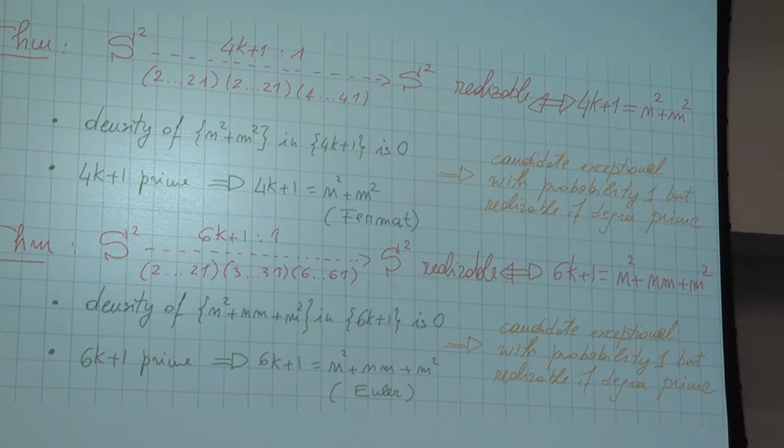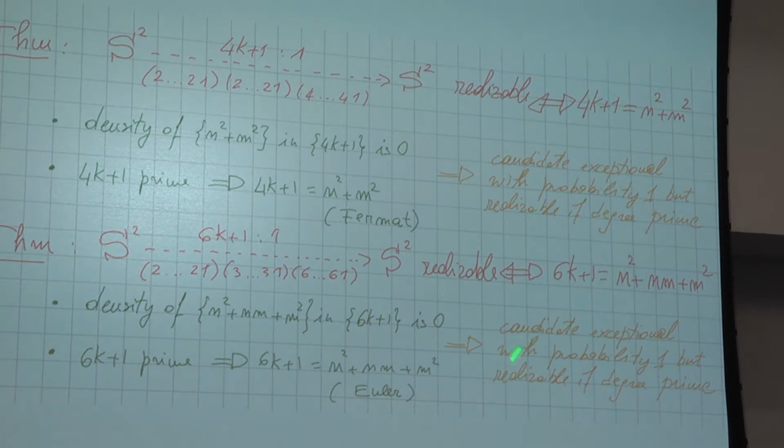So in this infinite family, it's an infinite family of candidate covers that become exceptional with probability 1, because the density of those that are realizable is 0, but if the degree is prime, they are realizable. So this I view as good supporting evidence of the conjecture.